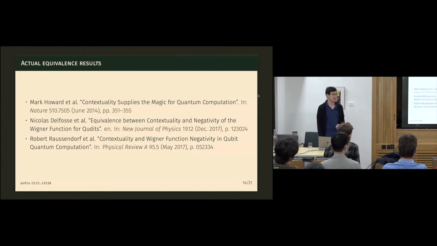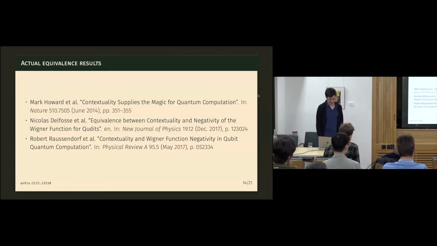Basically, they show that for dimension a power of a prime, if I'm not mistaken, you have an equivalence result between contextuality seen in the hypergraph picture, I mean, between all those kinds of representation, and Wigner negativity of the Wigner function for qudit systems. And this result has been extended to odd dimension and then qubit systems by Nicolas Delfosse and co-authors and Raussendorf and co-authors.